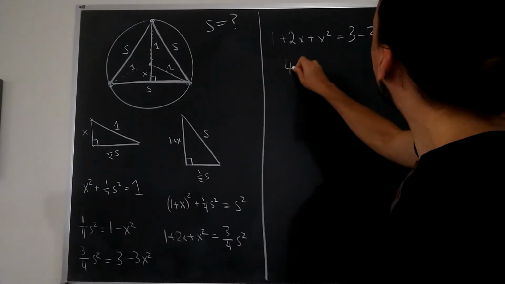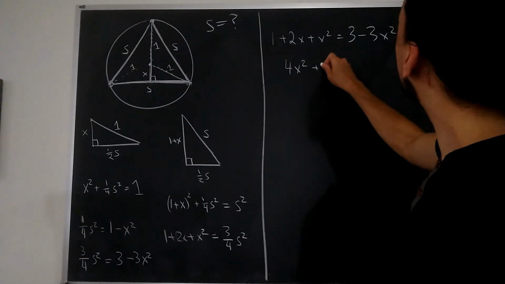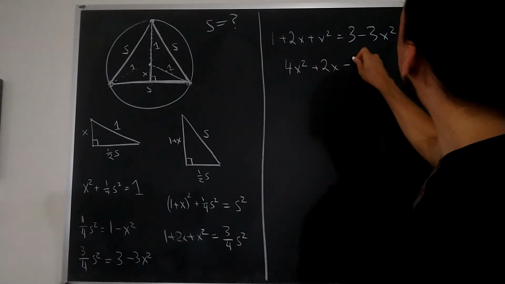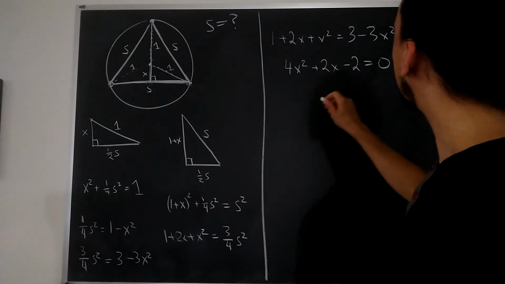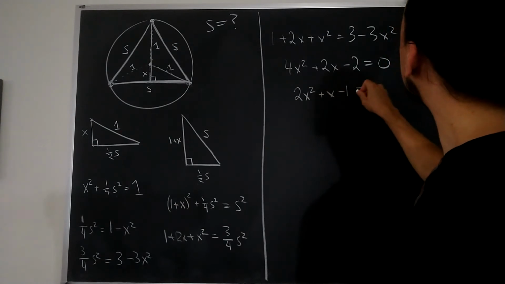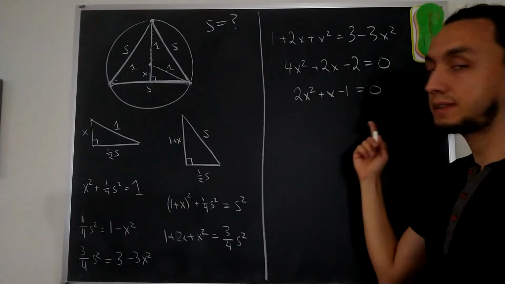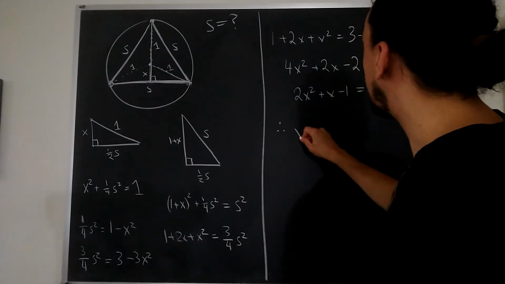So let me first rearrange. I get 4x squared, moving this over, plus 2x minus 2 equals 0. Make my life a bit easier and divide both sides by 2. So I get 2x squared plus x minus 1 equals 0. Now this is a quadratic equation, so I can solve it by applying the quadratic formula.